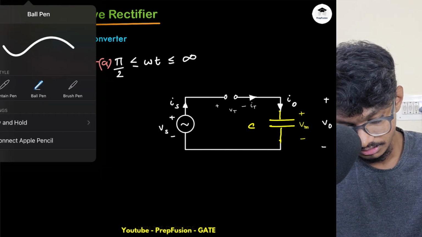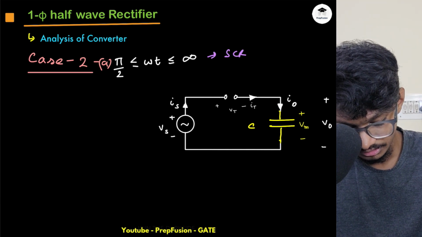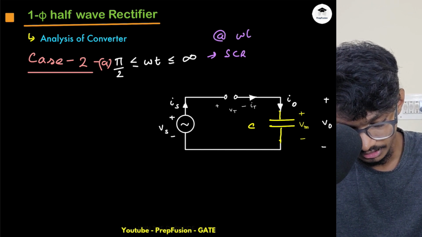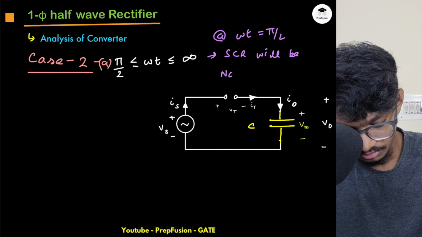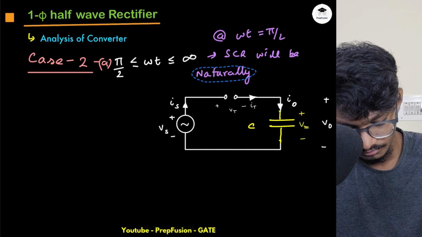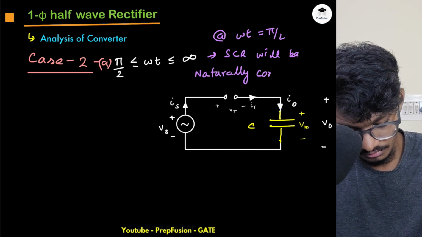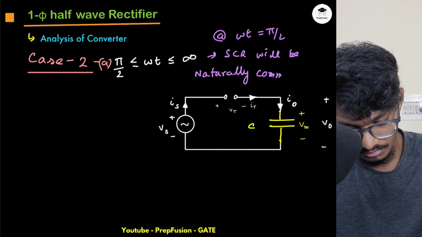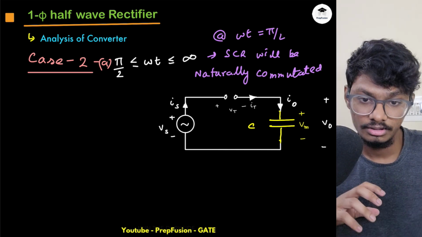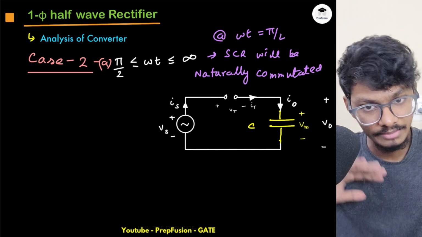At omega t equals pi by 2, my SCR will be naturally commutated. Okay, naturally commutated. Now why is it naturally commutated? Same reason as the previous case, right?